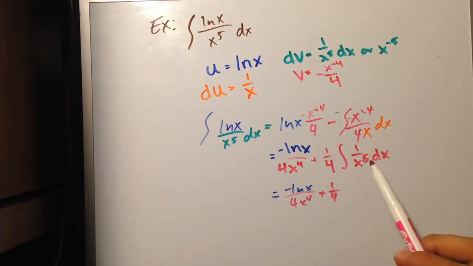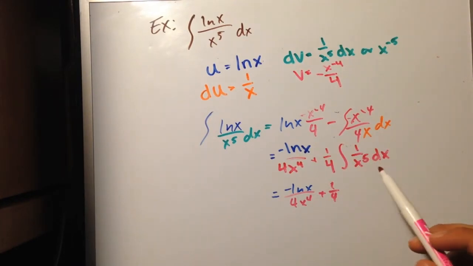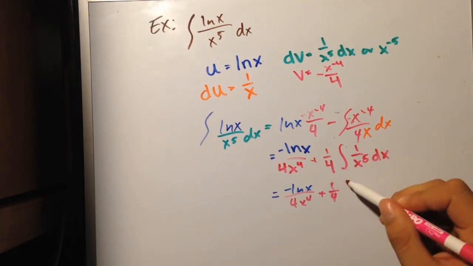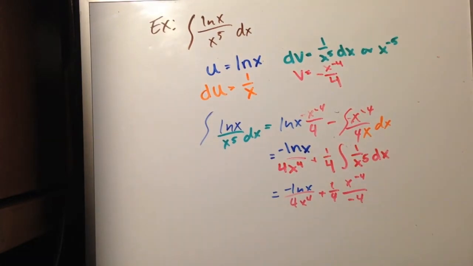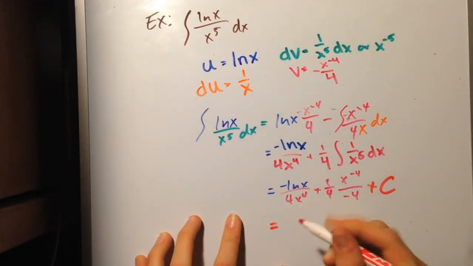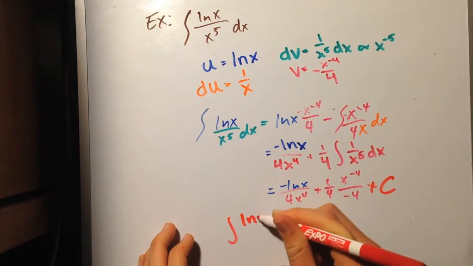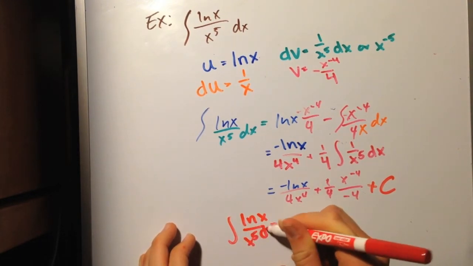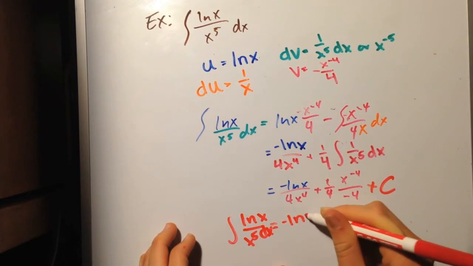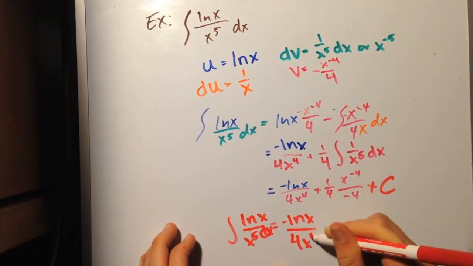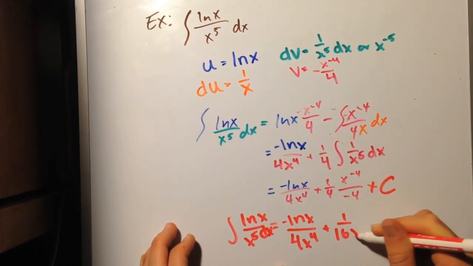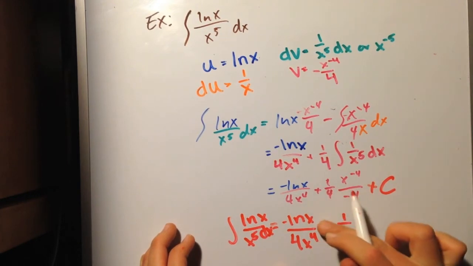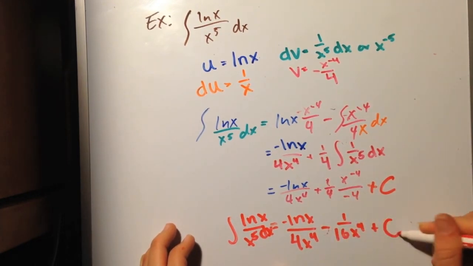But since we have an easier integrand, we can integrate 1 over x to the 5th to x to the negative 4 over negative 4 plus c. Now if we simplify, we get our indefinite integral. The integral of ln of x over x to the 5th dx equals negative natural log of x over 4 x to the 4th plus 1 over 16 x to the 4th. No, minus 1 over 16 x to the 4th plus c.